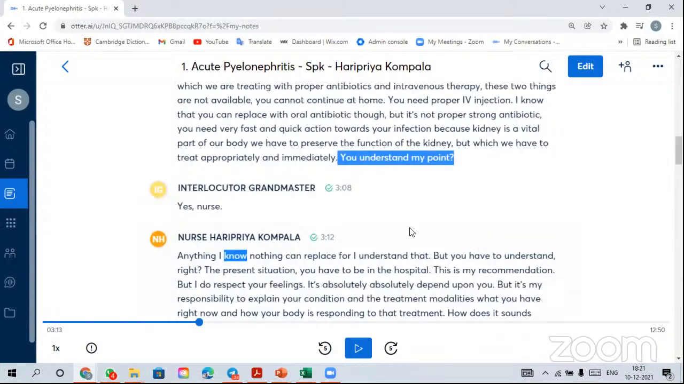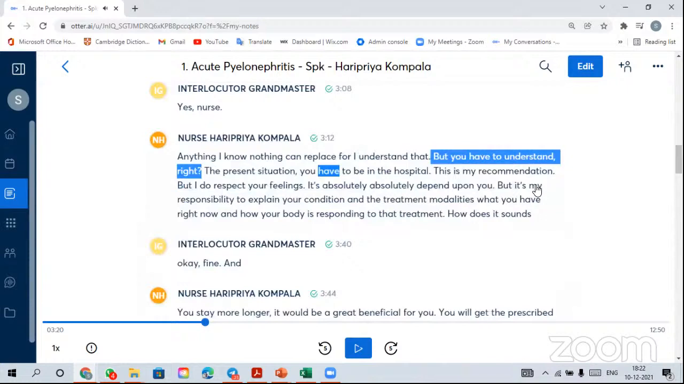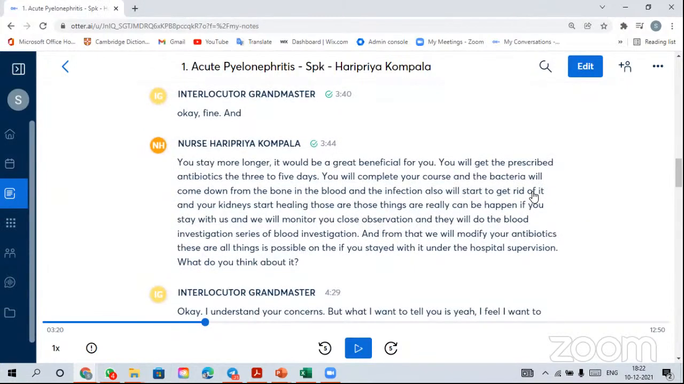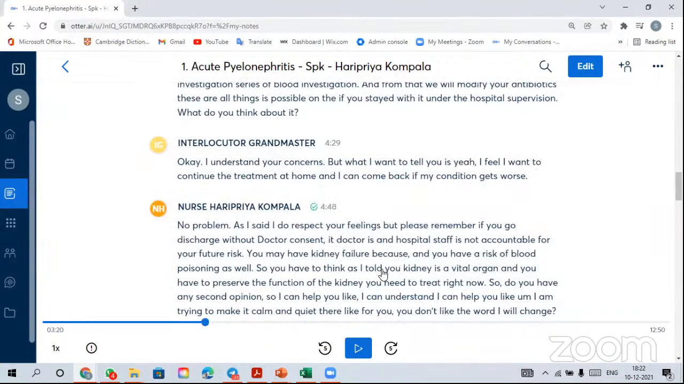See here, how many times is the word "understand" there? "Understand my point?" This is number 1. Here we have one time, and again "understand". So it is repeated three times. Avoid repeating words as far as possible. So how can you avoid it? By using synonyms and antonyms, because they play a very important role. They will help you a lot.